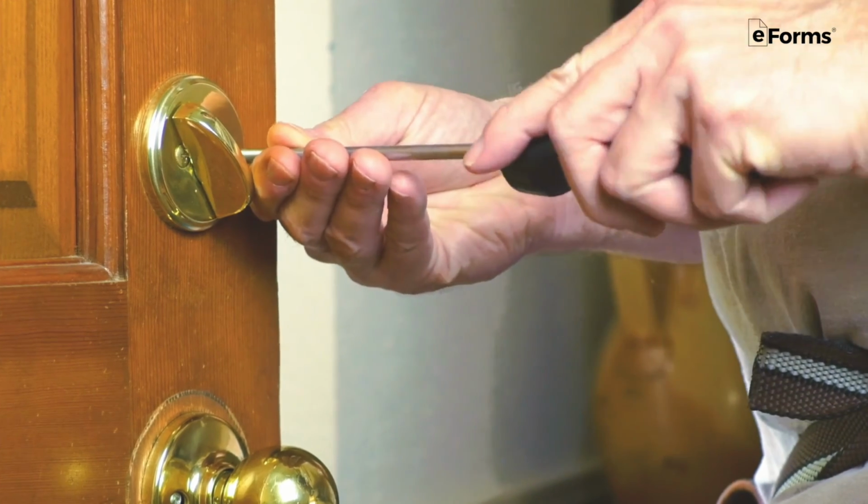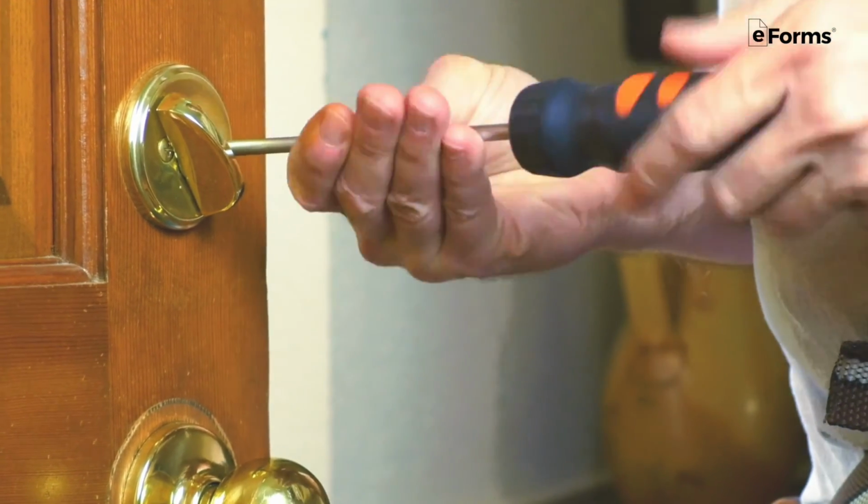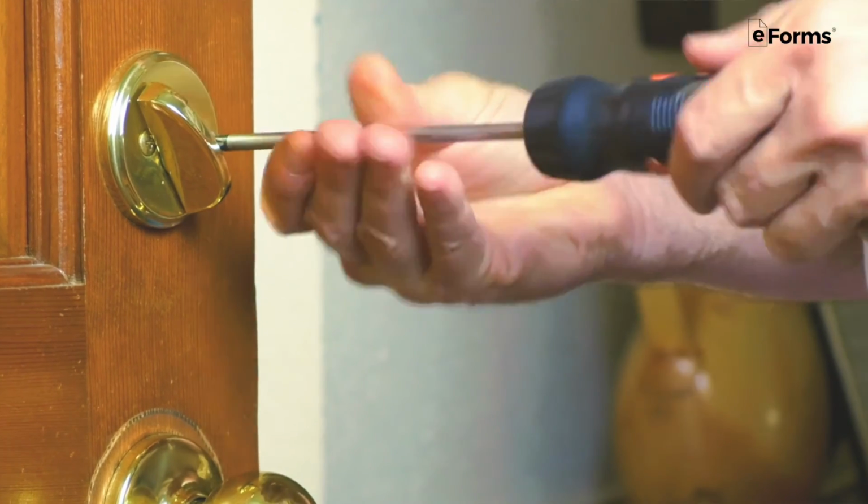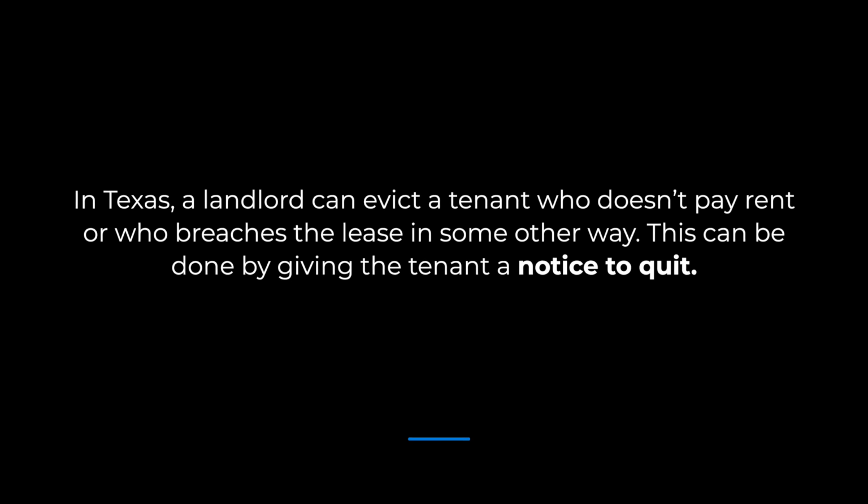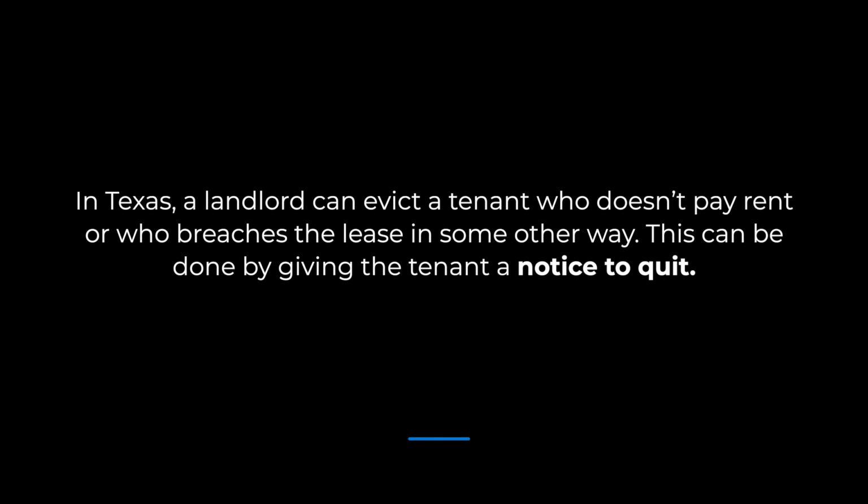It's against the law for a landlord to change locks or forcibly remove a tenant, no matter what the tenant has done. So what does the law say? In Texas, a landlord can evict a tenant who doesn't pay rent or who breaches a lease in some other way. This can be done by giving the tenant a notice to quit. If the tenant doesn't pay or rectify the problem within 3 days, then the landlord has grounds to file an eviction suit in a justice of the peace court.